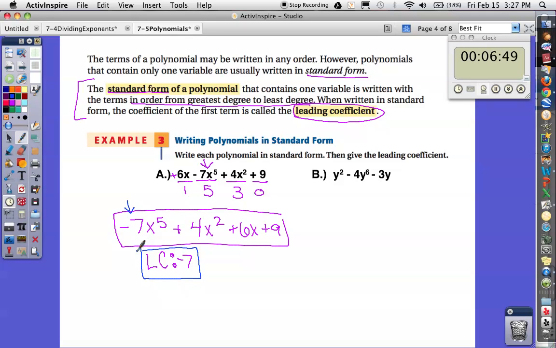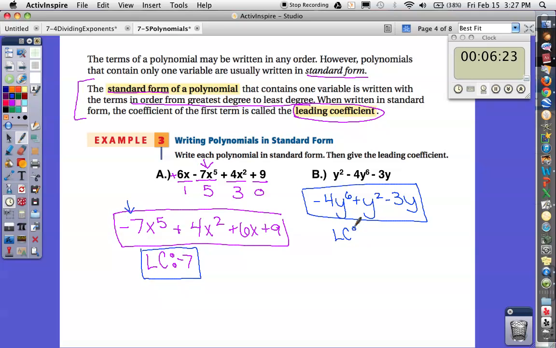Try the second one now. You probably really don't even need to write the degrees. You can probably just go to it, look for the greatest degree. It's going to be negative 4y to the 6th. Then this is a degree 2, this is a degree 1, so we're going to go with the y squared. It's a positive y squared, and then a minus 3y. There's your standard form. If you check your degrees, they go in decreasing order.